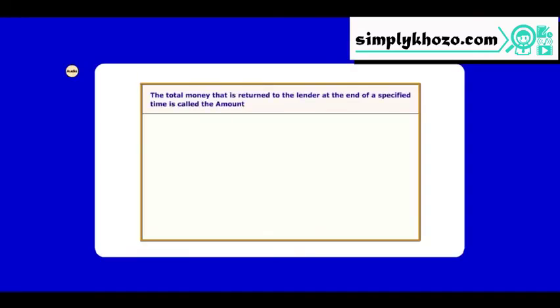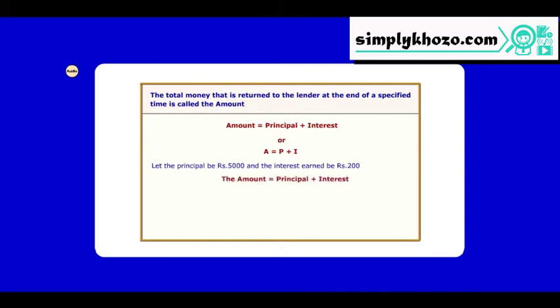The total money that is returned to the lender at the end of a specified time is called the amount. The amount is calculated on the principal and the interest added to it. Let the principal be ₹5,000 and the interest earned be ₹200. So the amount is equal to principal plus interest, or A = P + I. A = 5,000 + 200. Therefore, A = 5,200. So the amount is ₹5,200.